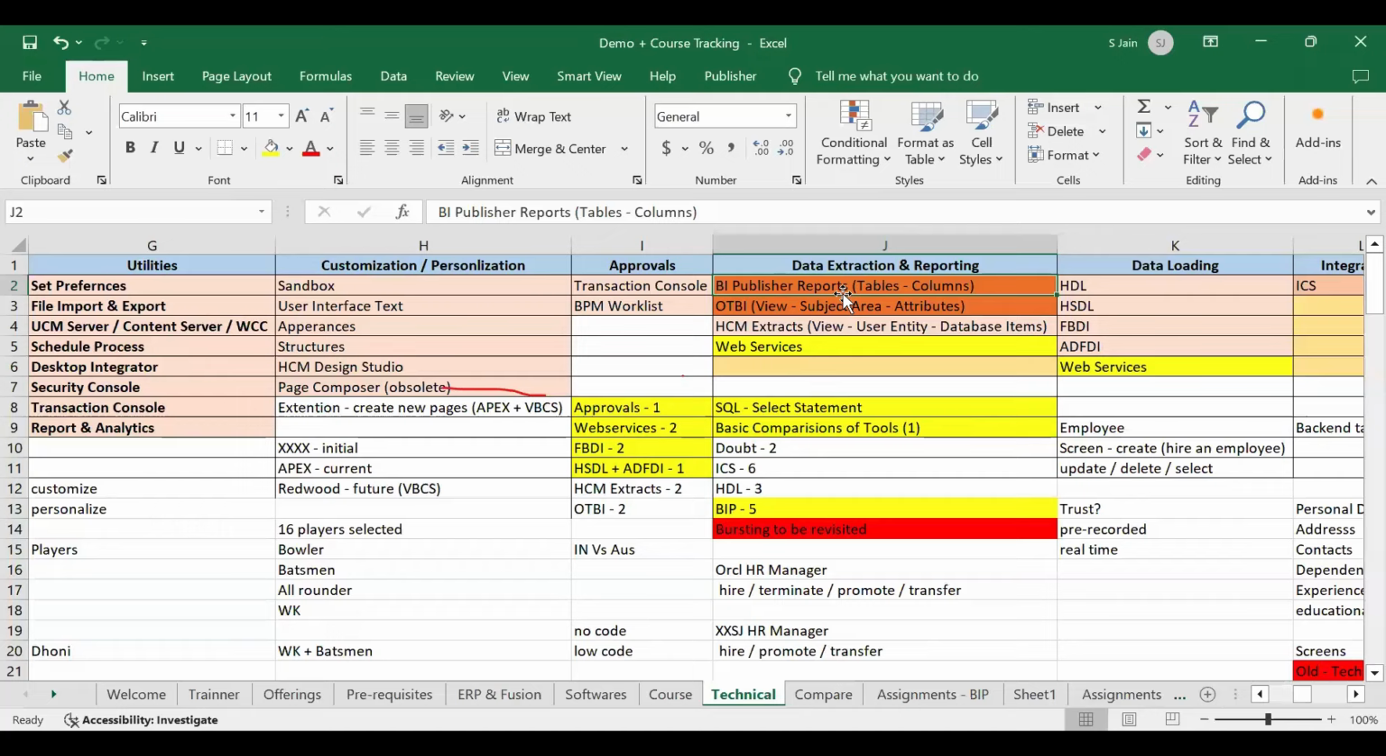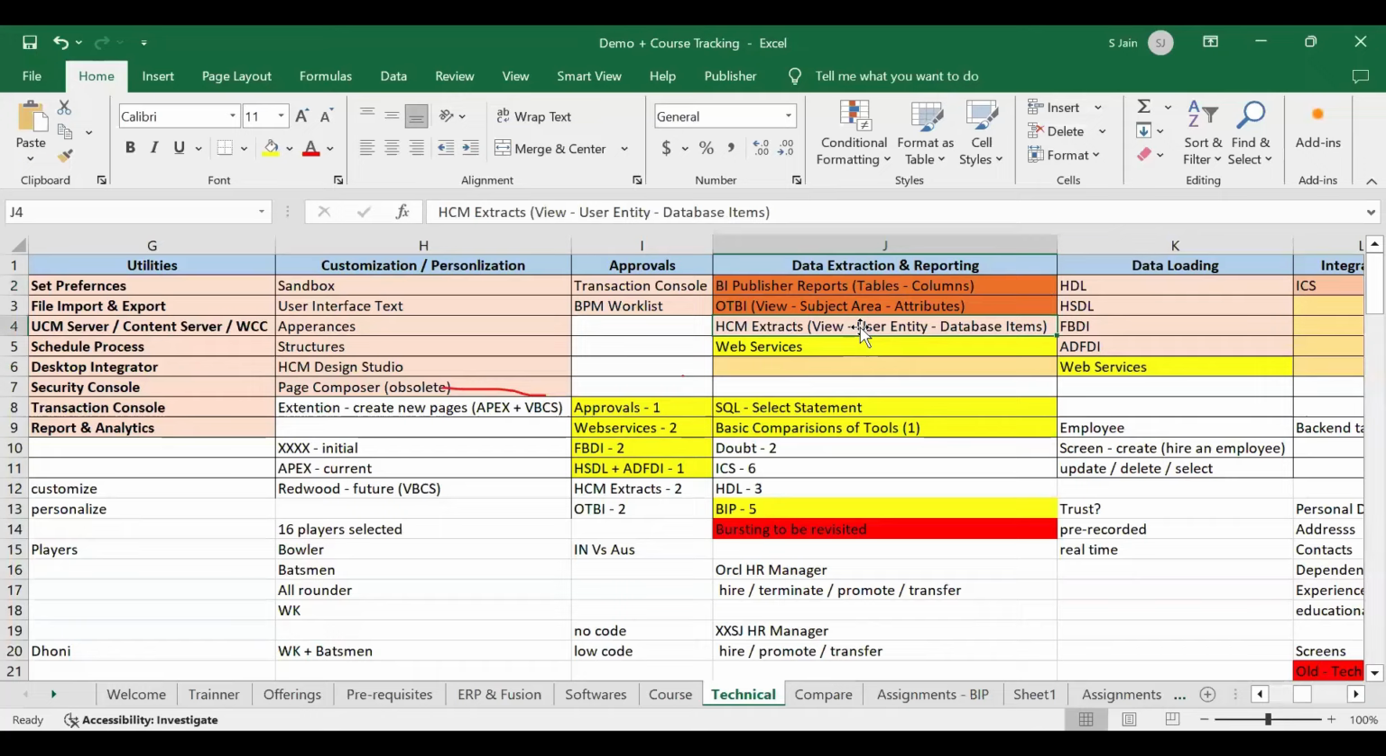Guys, we are going to learn different techniques to extract the data. One is BIP, the other one is OTBI. BIP and OTBI are common technologies. If you learn these technologies once, you can use the skills in any module and any product family, be it HCM, supply chain, or finance. While there is a technology called HCM Extract, any tool starting with the keyword HCM is specific: if you learn it, you will be able to extract only human capital related data.